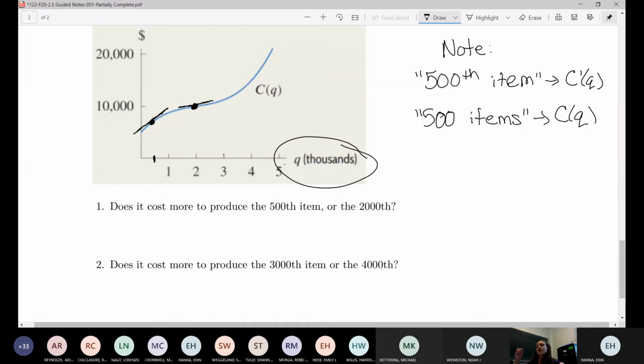Between those two tangent lines, which one is steeper? The one on the left, the one around the 500th item instead of the 2000th item. I tried to make it at 499, but the slope at 500 is steeper than the slope at 2,000. So we would say it costs more to produce the 500th item. And I'll put "tangent line is steeper" to remind us why.